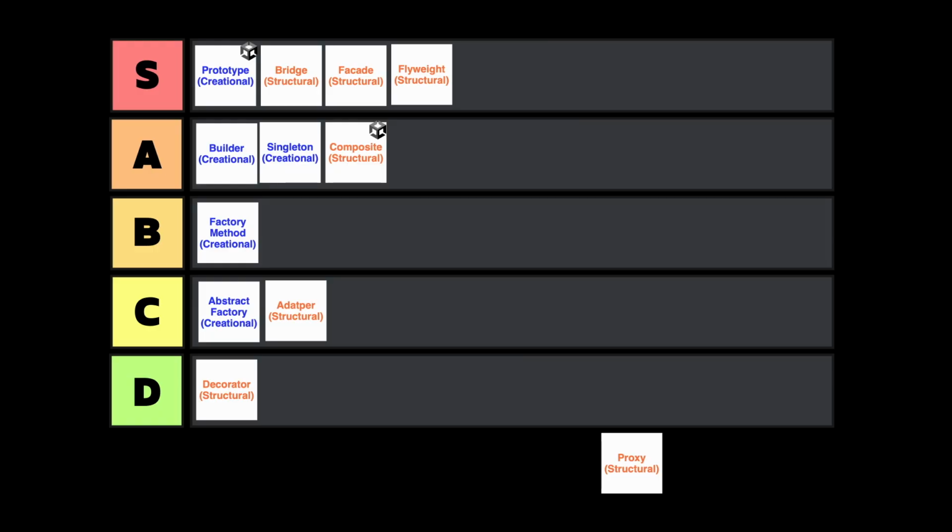I put the Facade as an S tier. The proxy pattern is so close that it is just fair to put it next to it. Both are really close buddies. Alright, two categories down, one more to go.